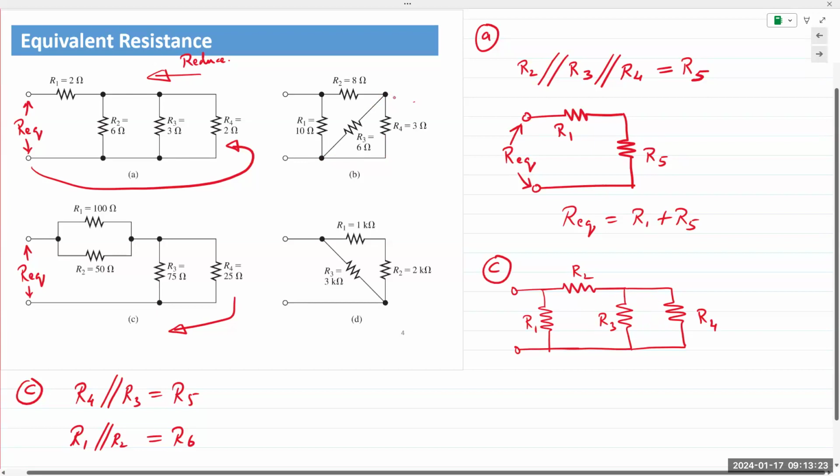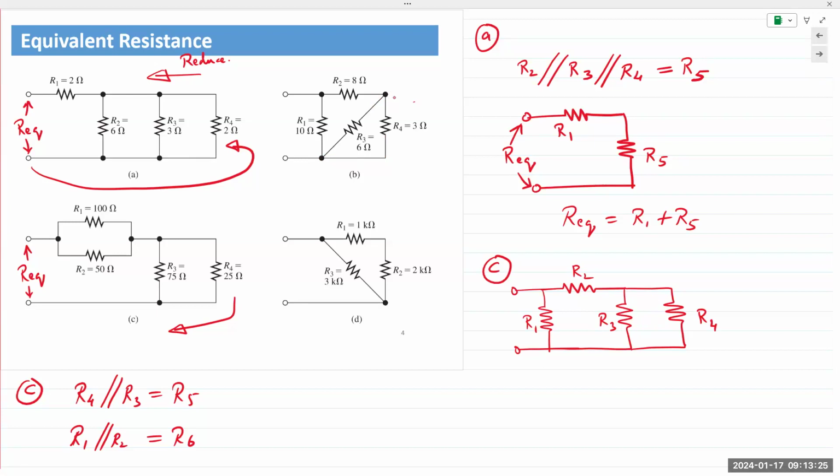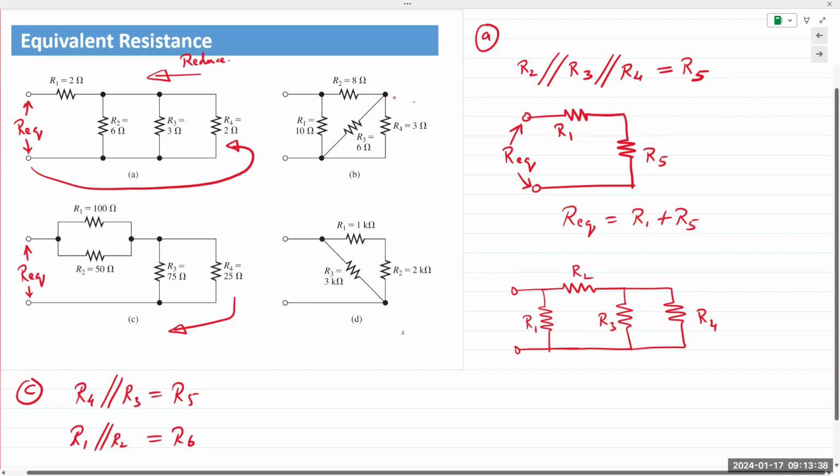Again, if a schematic looks complicated to you, you can always redraw it in a way that makes sense to you. Yes. Oh, yes. Thank you. B, C is on the left.